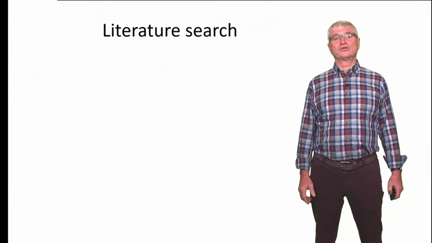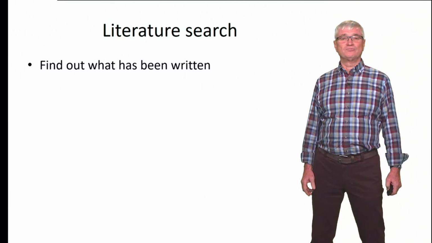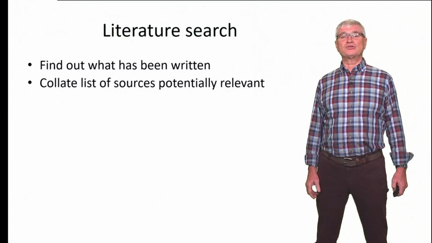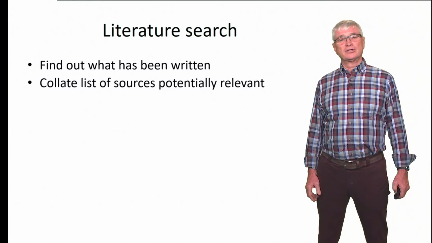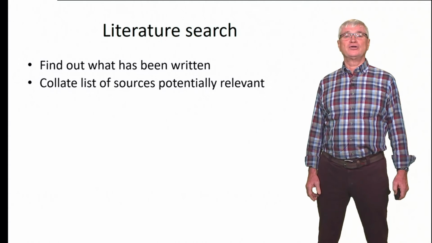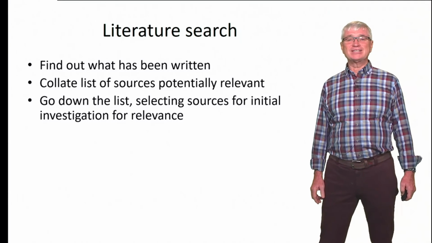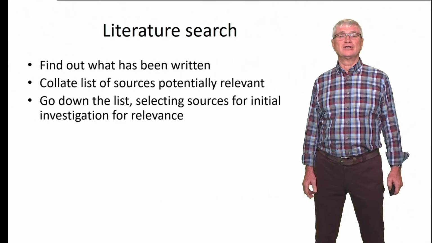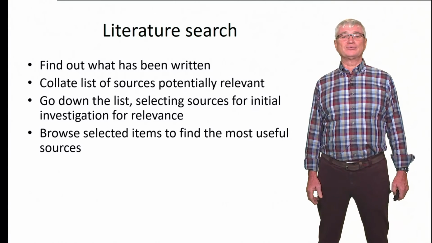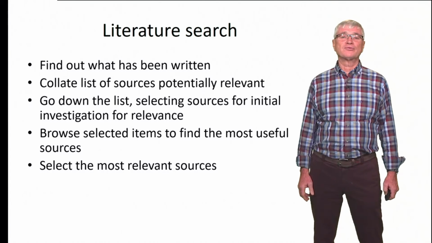You have to do a good literature research. Find out what has been written. Yes, read a book, read the article, and collate a list of sources potentially relevant. But there are so many sources, so you have to be careful. You have to select your sources. So make the list, go down the list, select the sources for initial investigation of relevance. Is it relevant? Is it not? And browse selected items to find the most useful sources. You don't have the time for anything else.